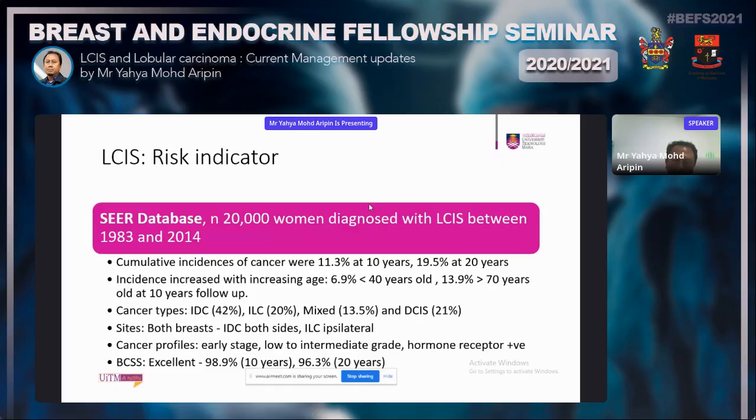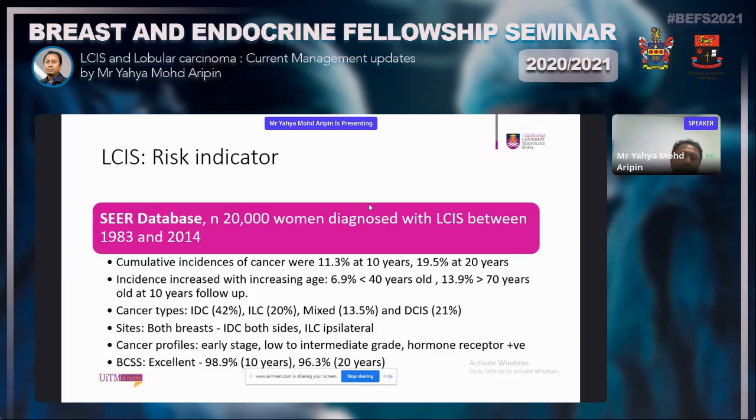So what were the findings? After 10 years, 11.3% of these women were found to develop invasive cancer. After 20 years, 19.5% of them developed invasive cancer. The incidence increases with increasing age, depending on when you follow up the patient. If it is less than 40 years, the incidence is 6.9%. If it is more than 70 years old, you're going to have 13.9% after 10 years follow up.